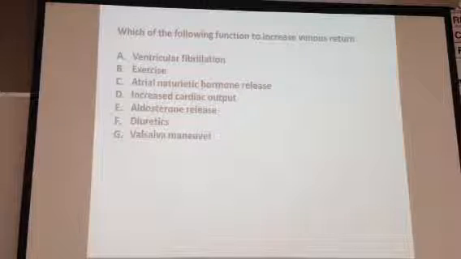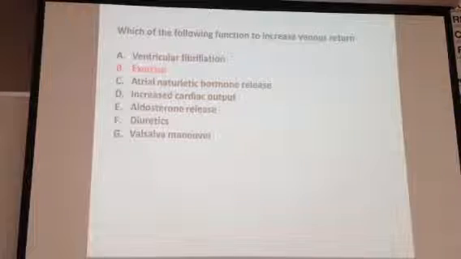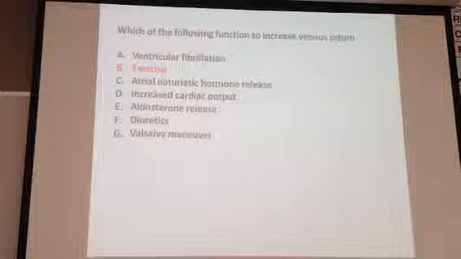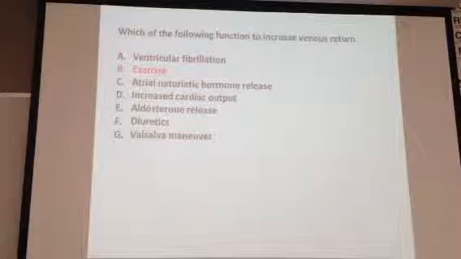Atrial natriuretic hormone release. We learned that yesterday, we heard about it. Slow it down. So it's going to increase urine output or decrease urine output? Increase. Does it reabsorb the sodium or not reabsorb sodium? Not. It doesn't reabsorb sodium, so the water goes out with the urine. So blood volume is decreased, so venous return is decreased. Okay, increased cardiac output, like you were saying. Yes, what goes out has to come back again, so if we're putting more out, we ought to get more back.